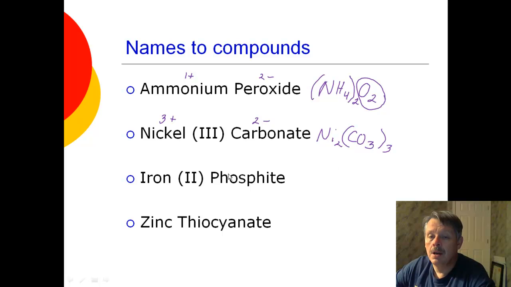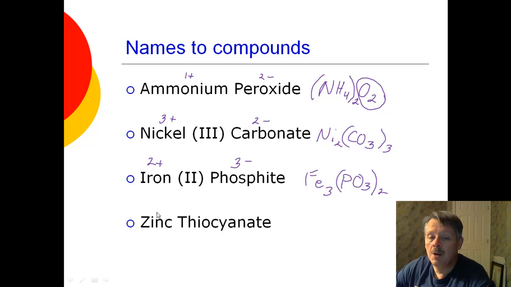Right, iron 2 phosphite. Well, that's not phosphide, it's phosphite. So iron is Fe, phosphite is PO3, and phosphite has the same charge as phosphate, which is 3-, and iron has 2+, so I need to have 3 irons, and I need to have 2 phosphites.